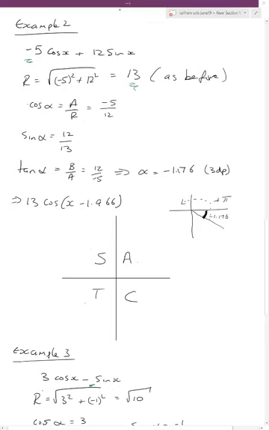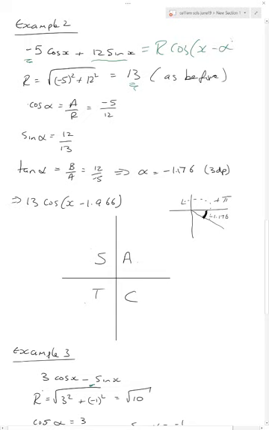Okay, so carrying on from the previous video, we have example 2: minus 5 cos x plus 12 sin x. And we wish to be able to rewrite that in the form r cos(x minus alpha). That's what we're aiming to do. So we've seen already, we know the relationship between r and a and b, so r will simply be the root of minus 5 squared plus 12 squared, which is 13.